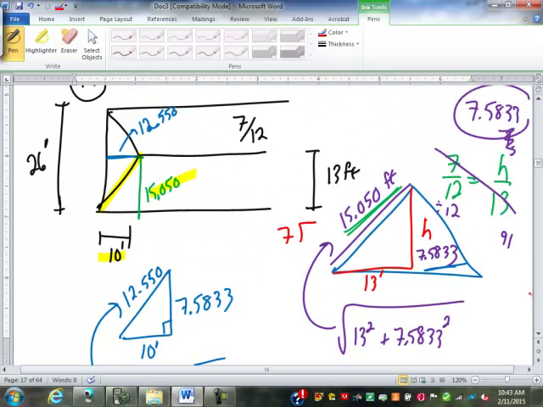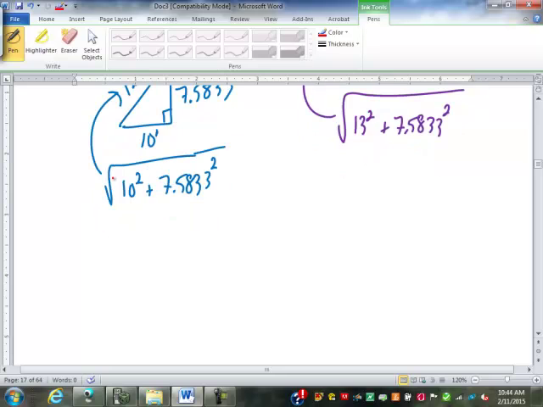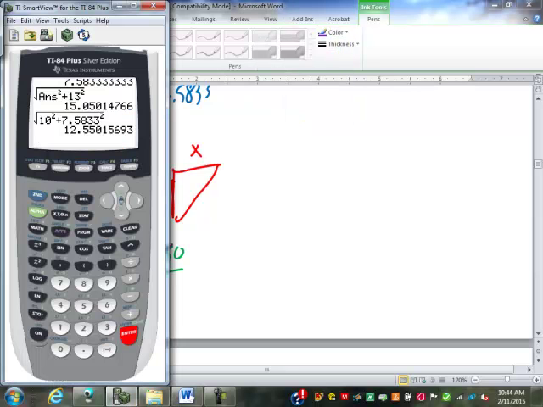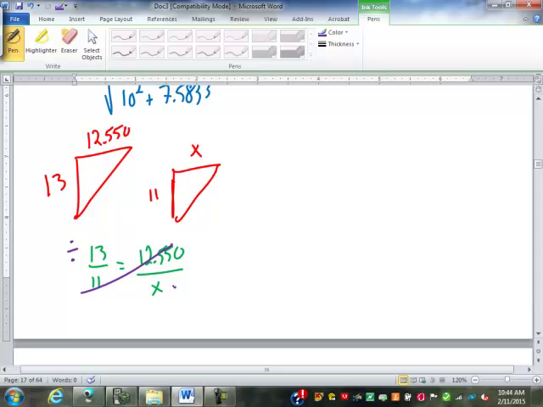Now that we have those, we're ready to find decreases. Let's find the decrease on the hip roof side. That's going to be 13. If we're going to 2-foot spacing, that'll be 11. So you have the 13 and the 12.550. We have 11 and x. We can find x by doing 13 goes to 11 as 12.550 is to x. And we shall cross multiply and divide. Times 11 divided by 13. 10.619.